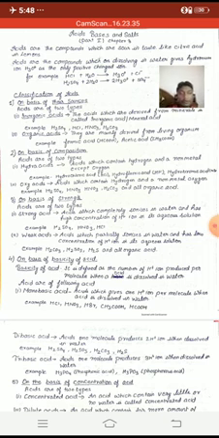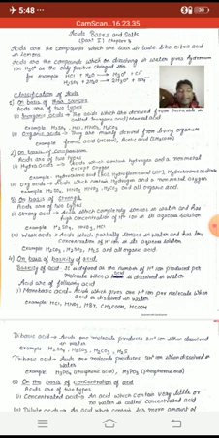Acids are those substances which are sour in taste, like citric acid present in lemon and the carbonic acid present in cold drink. Acids are the compounds which on dissolving in water form hydronium ion, H3O+, as the only positive ion in its aqueous solution.